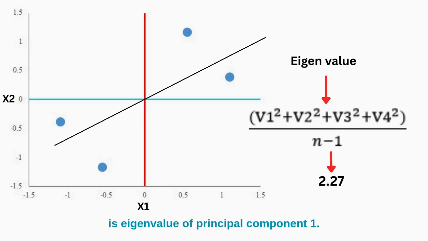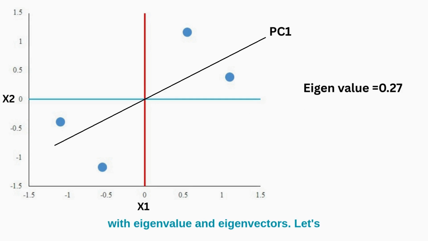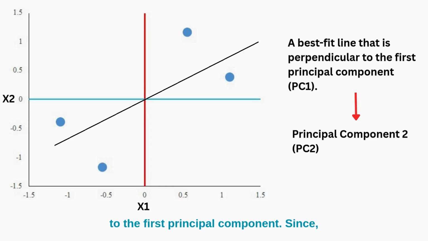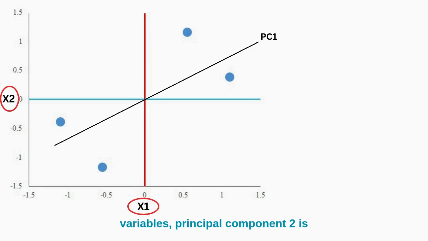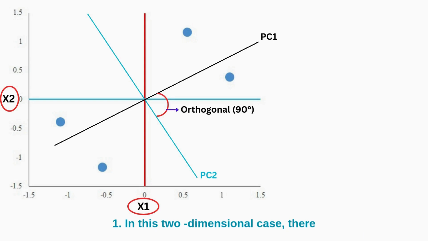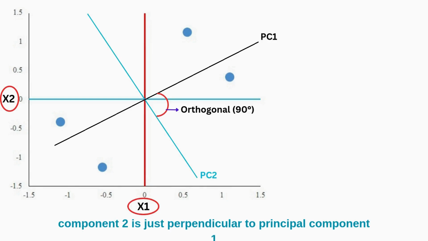2.27 is the eigenvalue of principal component 1. Now we have principal component 1 with its eigenvalue and eigenvector. Let's work on principal component 2. For the second principal component, we need to find the best fit line that is perpendicular to the first principal component. Since we are working in 2 dimensions with just 2 variables, principal component 2 is simply the line that is orthogonal to principal component 1. In this 2-dimensional case, there is no need for further rotation. Principal component 2 is just perpendicular to principal component 1 and captures the remaining variance in the data.